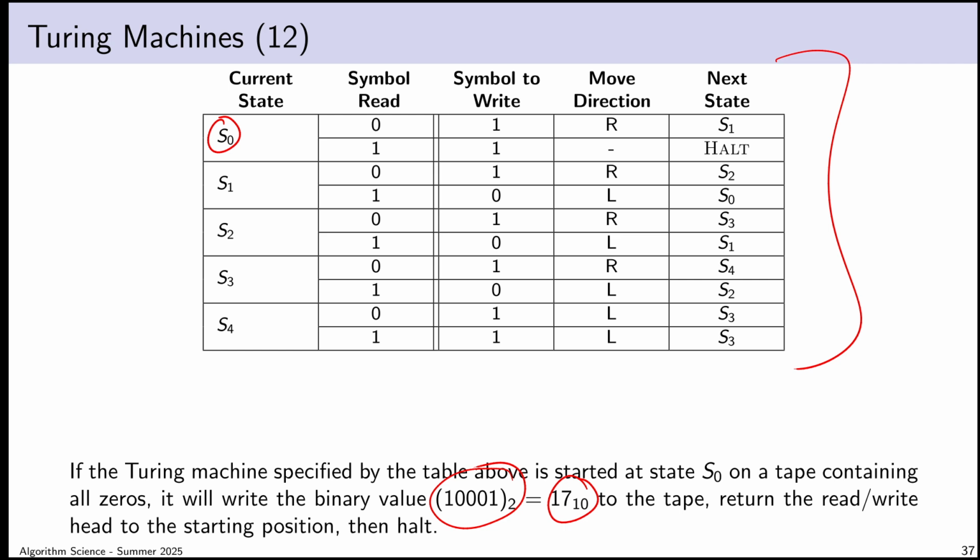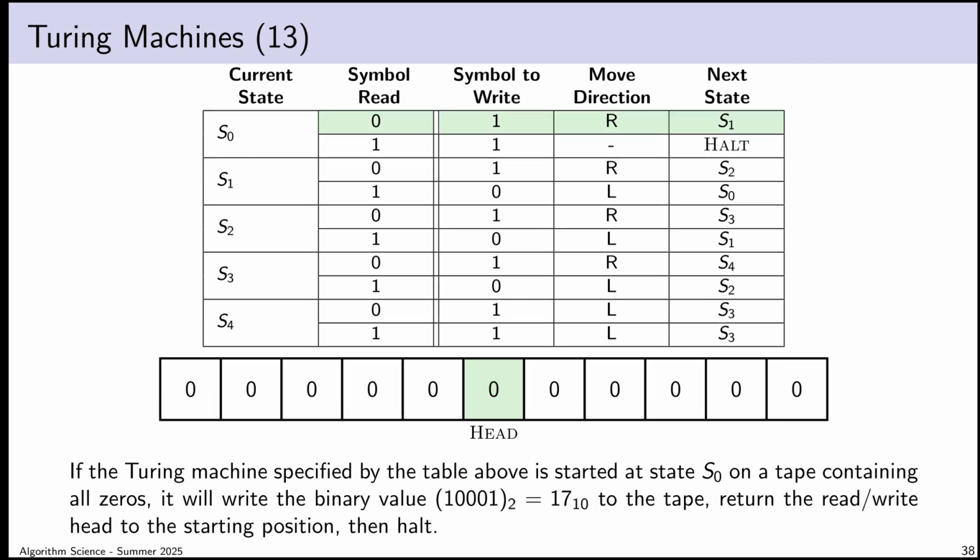It will then move the read-write head back to where it started, and then it will go to the halt state. I'll just demonstrate that. Okay, so here we go. So we start on a tape of all zeros. I will use this indicator to show where the read-write head is at each step. We are in state S0, and the symbol we're looking at is symbol 0.